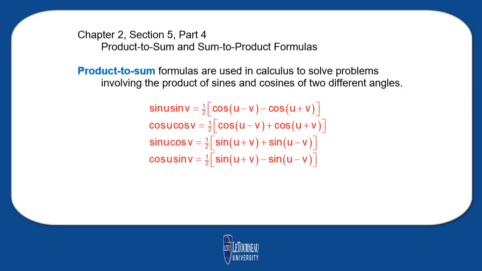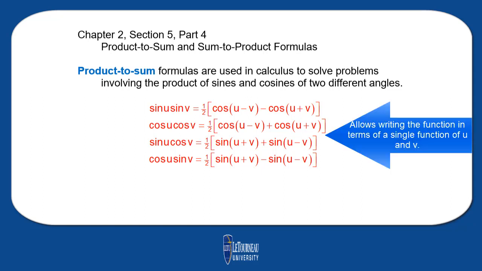Right, let's look at product to sum formulas and then sum to product. Notice in this case we've got the sine of u times the sine of v, and we're going to turn it into the difference of two cosines. The sine of u times the cosine of u will turn into two sine functions. These can be very useful at times, but notice it allows writing the function in terms of a single function of u and v. Be very careful of the order.